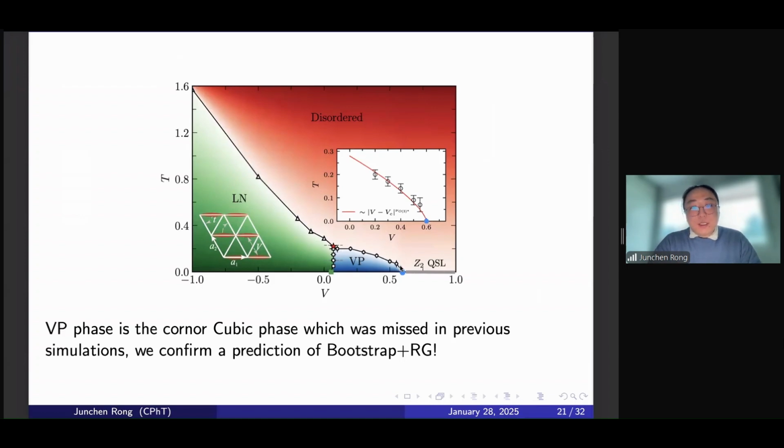There were previous studies of this model using simulation, which also studied this system, but they didn't find this phase. This is the phase that was missing before us. And since bootstrap is powerful, we know it must be there, and we found it.